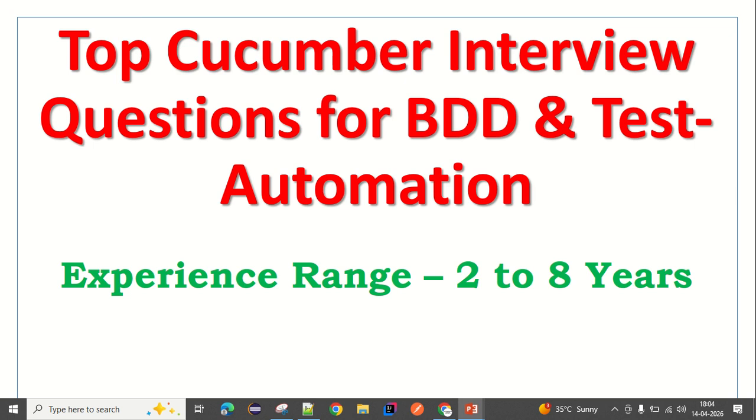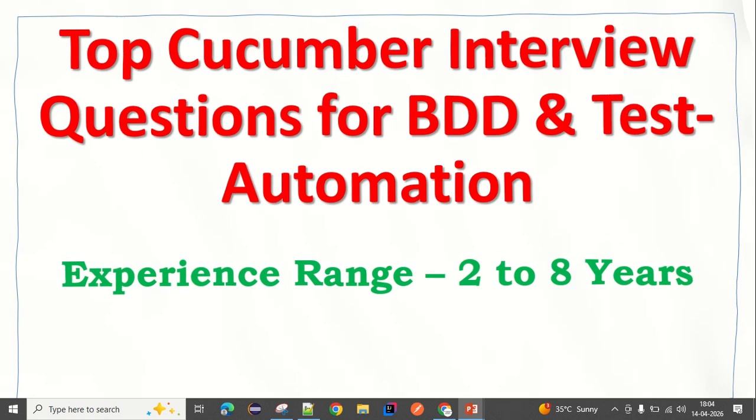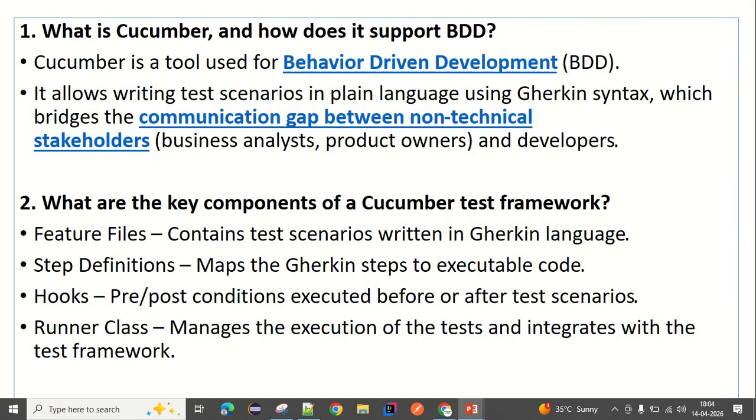So today we are going to discuss top Cucumber interview questions for BDD and test automation. These questions are for the experience range between 2 to 8 years. Okay, let's start with the interview questions. Guys, today let's also discuss the answers along with the interview questions. These are frequently asked, so please be thorough with them. Let's start with the first question.